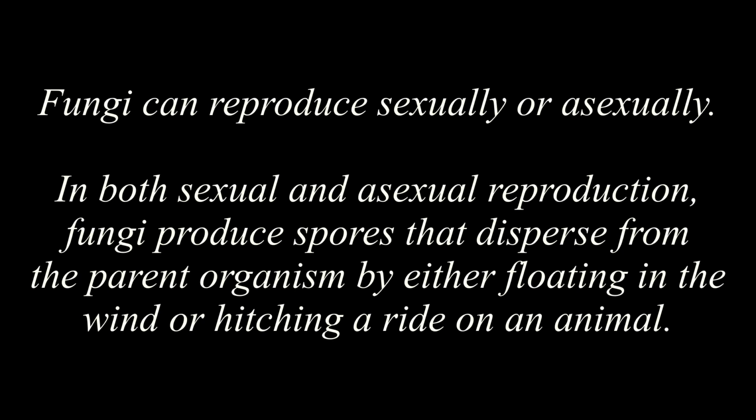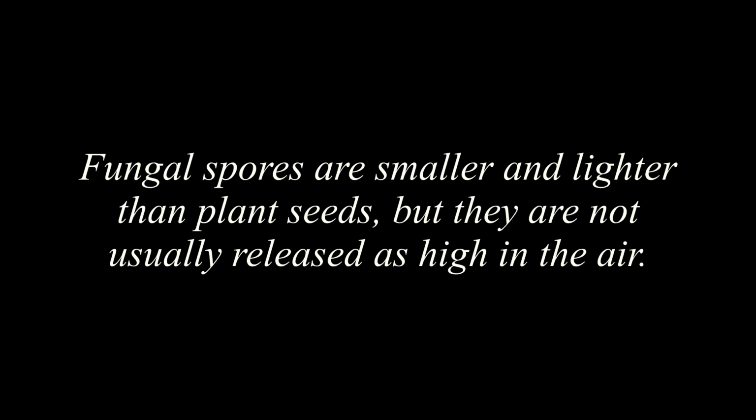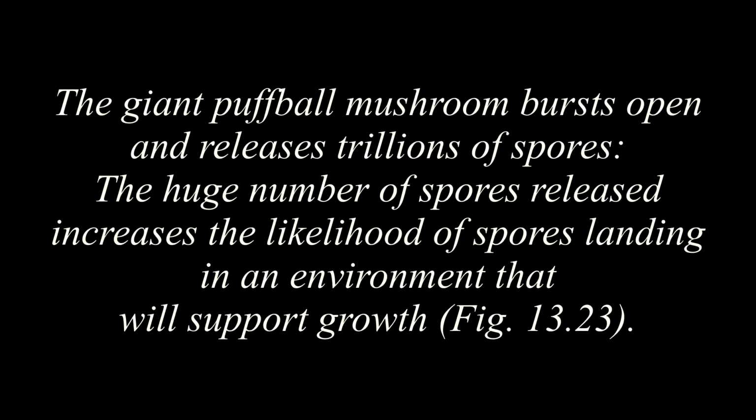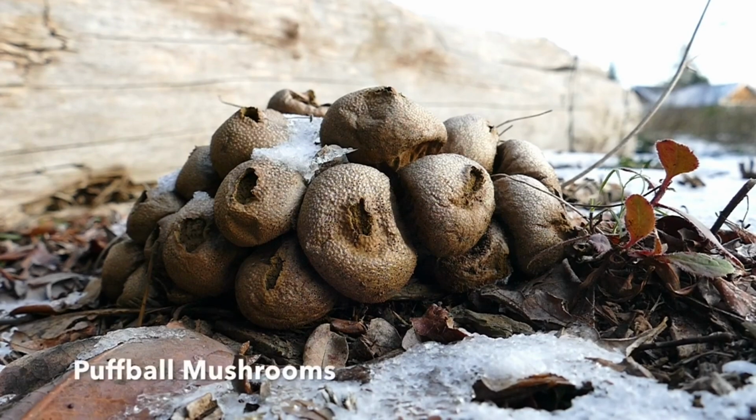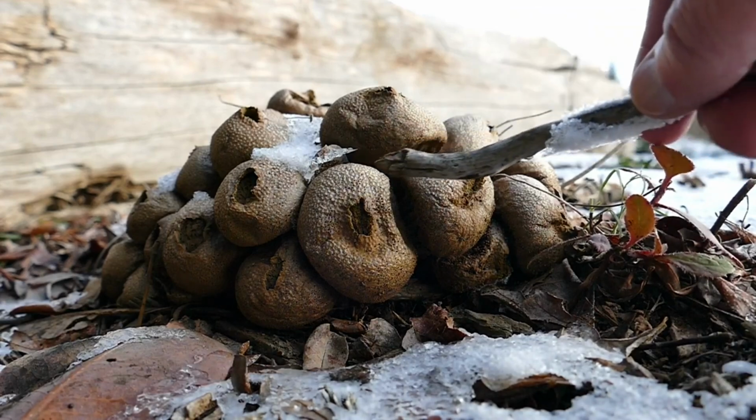In both sexual and asexual reproduction, fungi produce spores that disperse from the parent organism by either floating in the wind or hitching a ride on an animal. Fungal spores are smaller and lighter than plant seeds, but they are not usually released as high in the air. The giant puffball mushroom bursts open and releases trillions of spores. The huge number of spores released increases the likelihood of spores landing in an environment that will support growth. Figure 13.23. The giant puffball mushroom releases a cloud of spores when it reaches maturity.